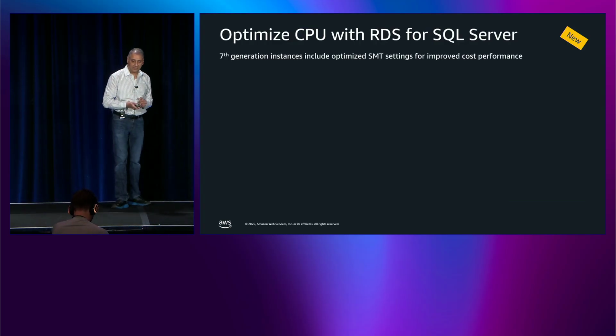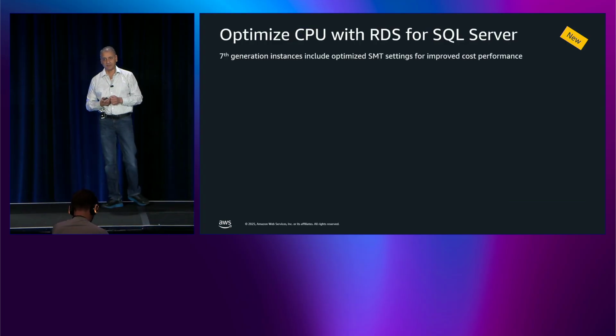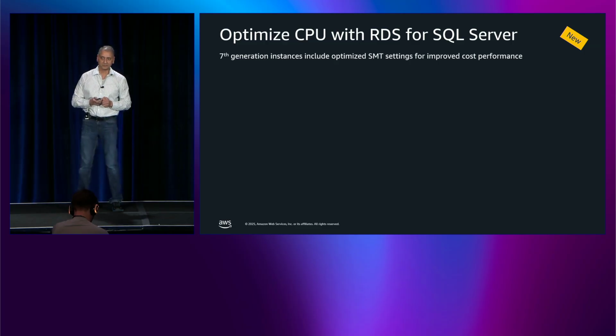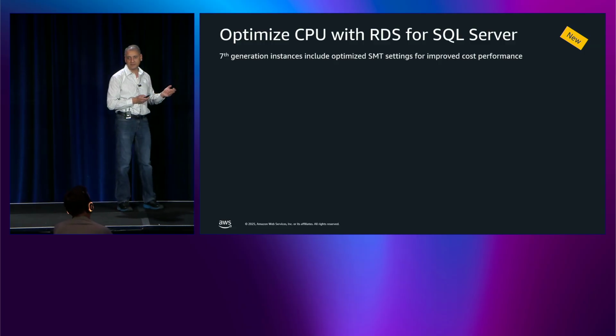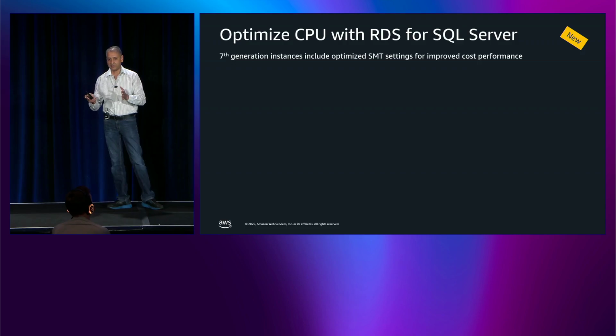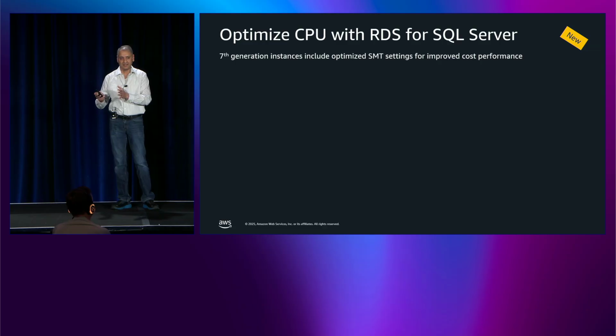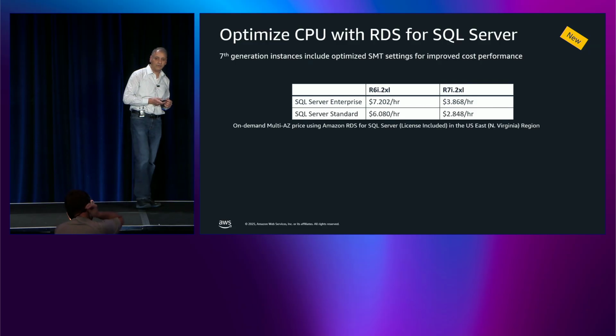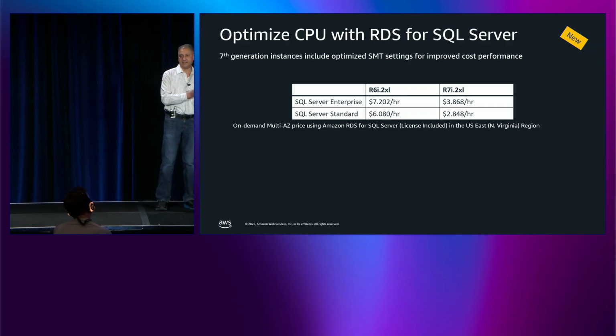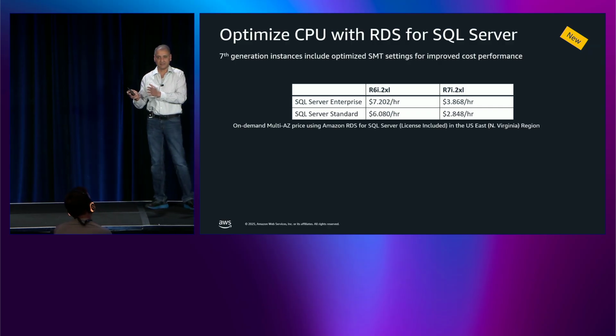So what we did in RDS is to take advantage of this into a feature called optimized CPU. Now what we do is for 7th generation instances and for all future instances going forward, we're going to optimize the SMT settings for the instances depending on what the size looks like, what the performance looks like, so that you get better cost performance out of the box in those instances. So as a result of that, if you simply switch from a previous 6th generation instance to a 7th generation instance, you get a lower price. You get a lower price because it is an optimized CPU setting.